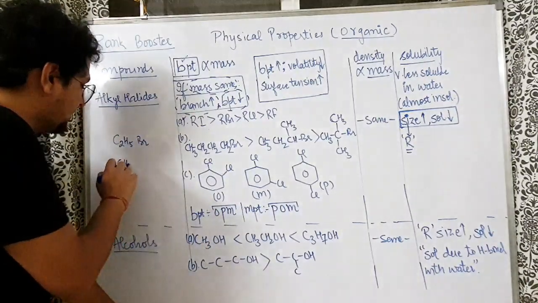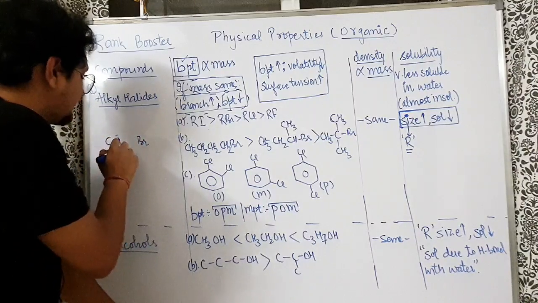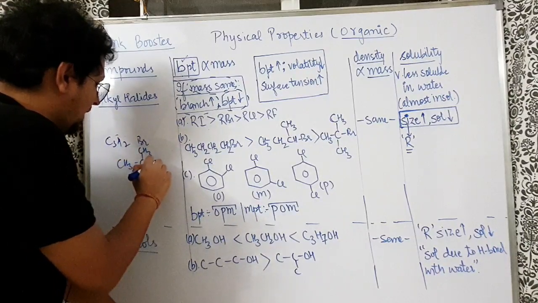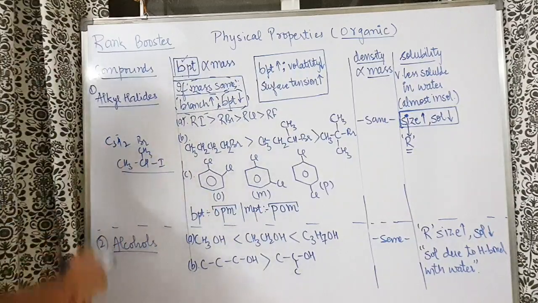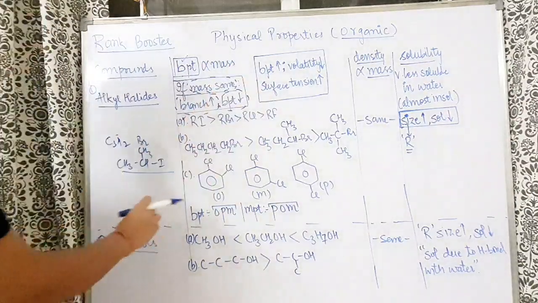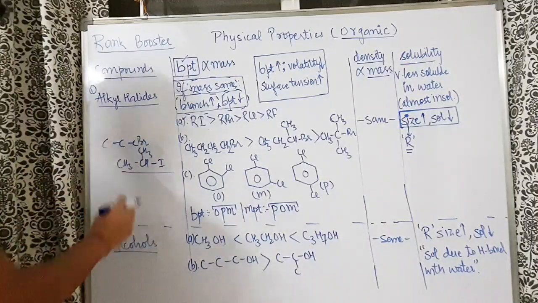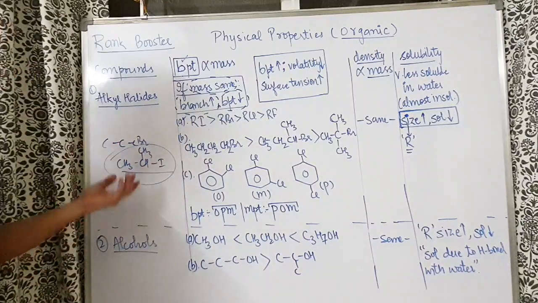C2H5Br and C3H7Br with CH3, CH3 and here I, for example. What people say is, sir, here branching is more, so the boiling point should be less, because more branching, lower boiling point. You can see the branch here, and in this case branching is less. But firstly check the mass. Iodine has larger mass, so clear cut it wins.